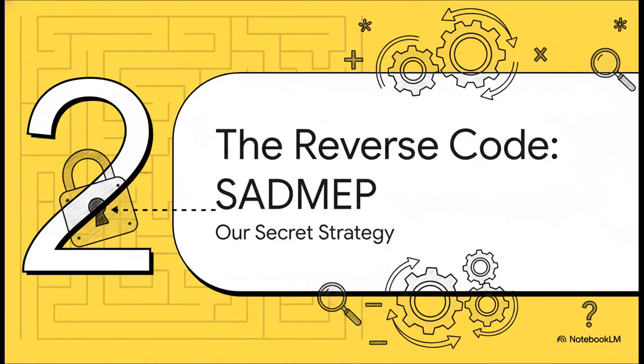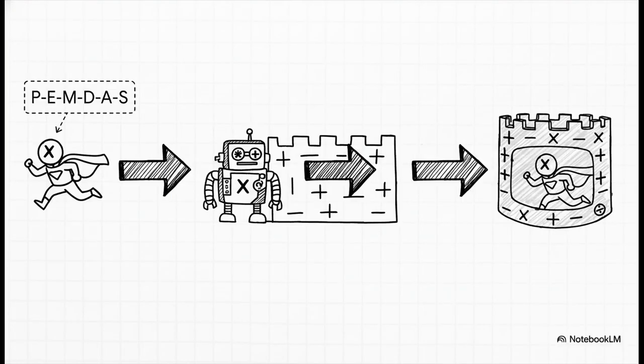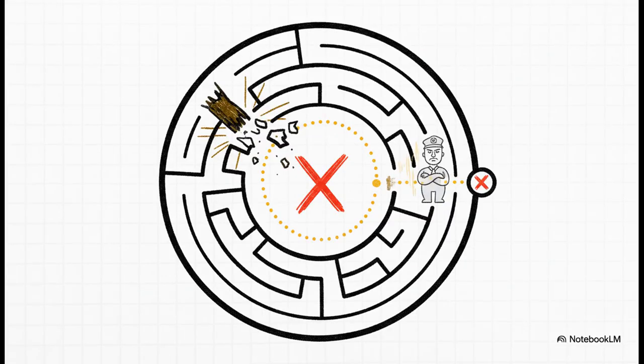All right, section 2, the reverse code, SADMEP. To pull off a rescue this precise, we need a secret strategy. And here's the best part. You already know half of the code. Seriously, you have the key to dismantle this thing already. Remember PEMDAS? Come on, you know it. Parentheses, exponents, multiplication, division, addition, subtraction. It's the order of operations you use to build things up in math. It's actually how our hero x got trapped in this equation in the first place. And here it is. This is the big aha moment.